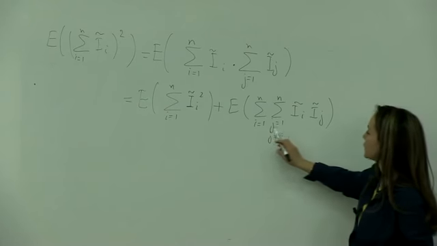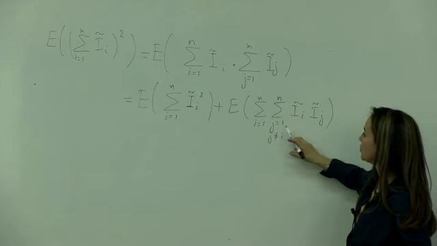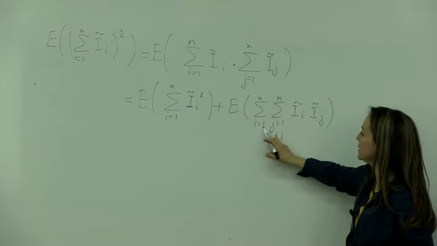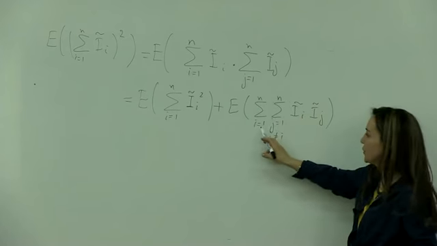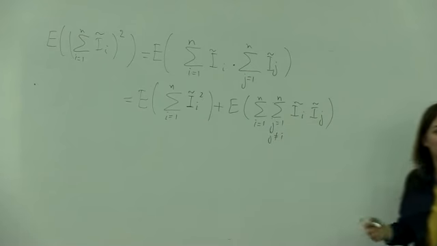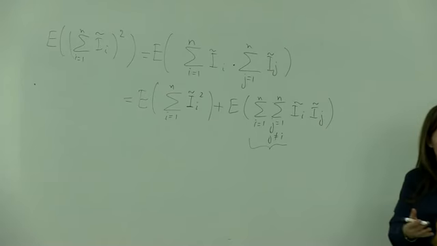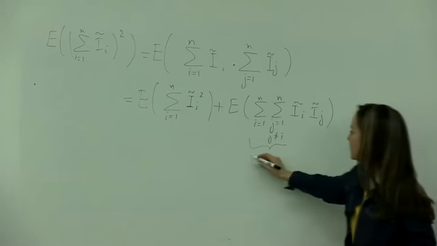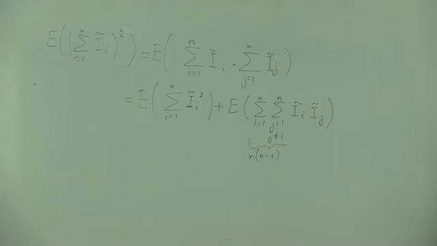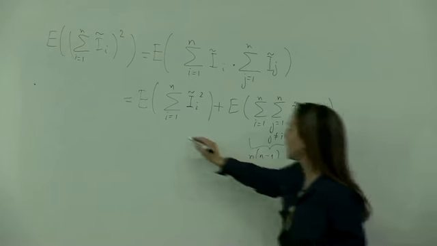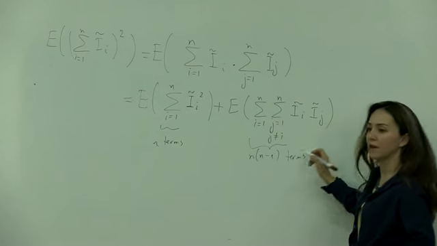So as I go through all the numbers 1 through n, this also goes through 1 through n, but when this index becomes 1, this goes through 2 to n. When this index becomes 2, it goes through 1 to n, skipping 2. So how many terms do I have here? N times n minus 1 terms. Okay, so it has all the combinations in it. But this has n terms. Yes, please.